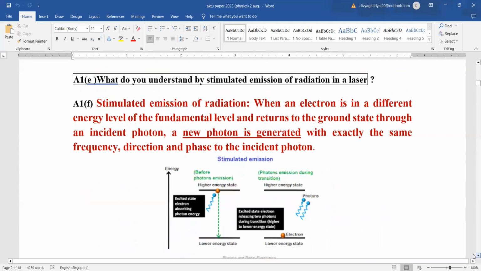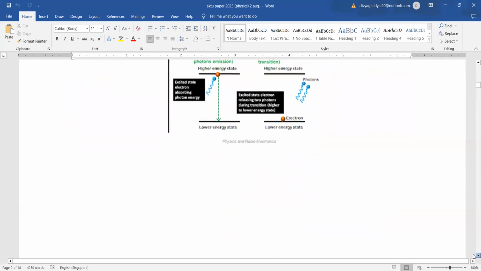What do you understand by stimulated emission of radiation? Stimulated emission is the necessary condition for laser action to occur. So, when an electron is in a higher energy level than the fundamental level and it is returning back to the ground state through an incident photon, then a new photon will be generated with exactly the same frequency, direction, and phase as the incident photon.